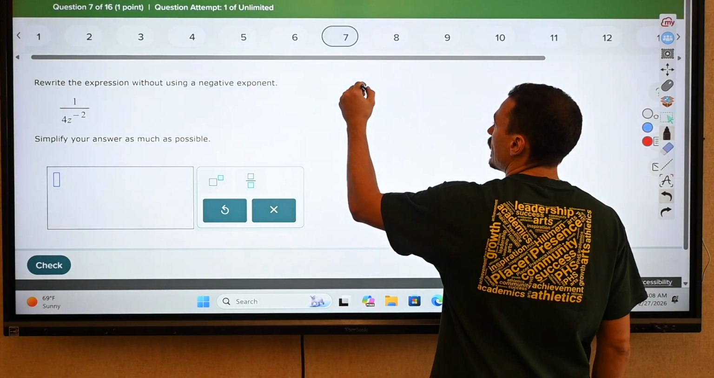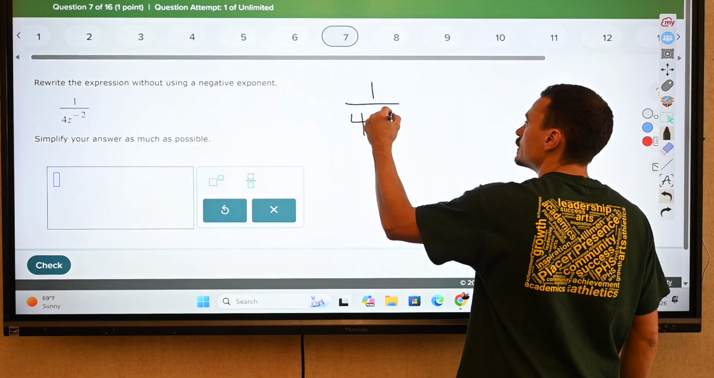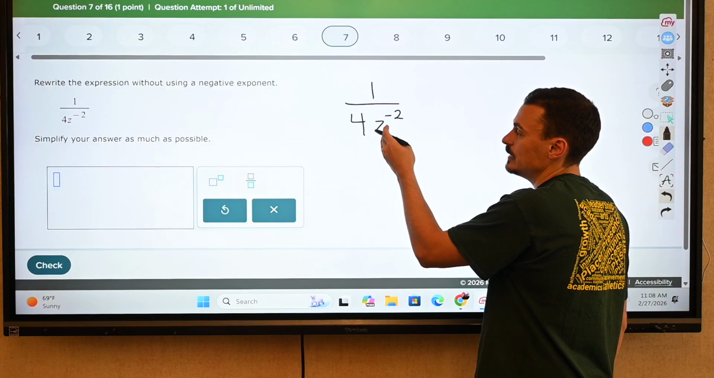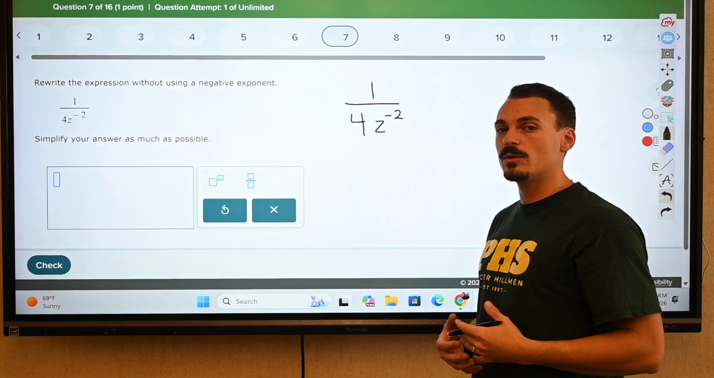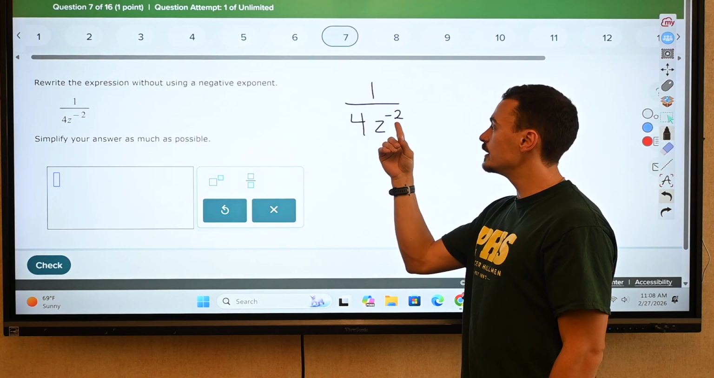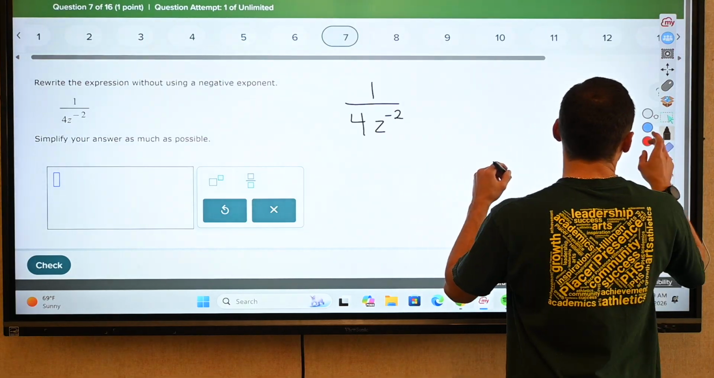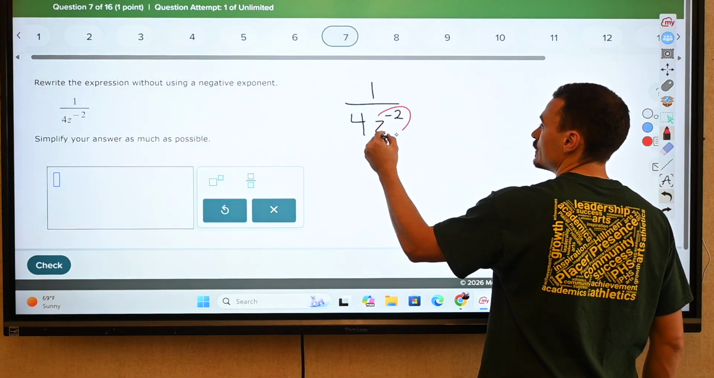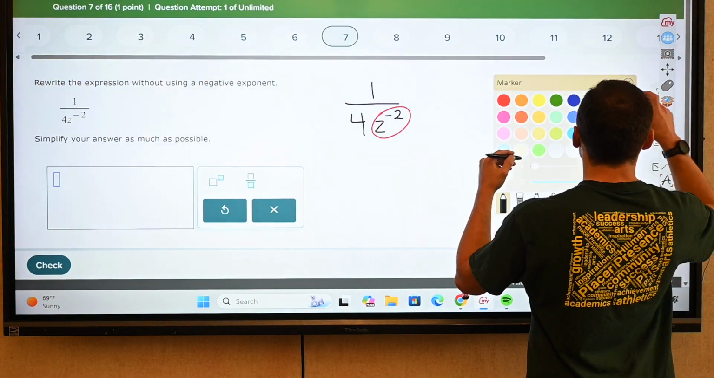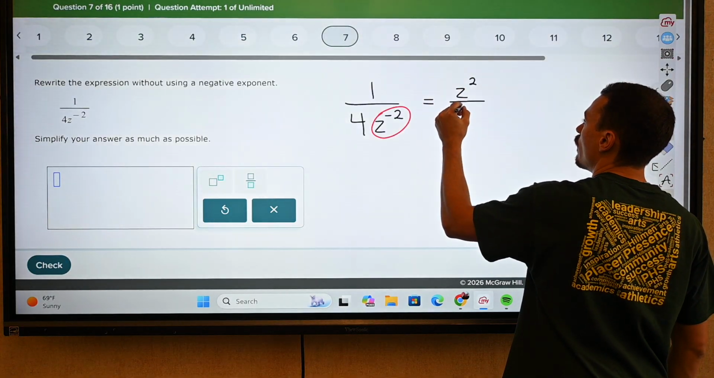Okay, now is where we need to talk about factors. We've talked about factors before, especially if you're in my class, you hear that word all the time. 4 is a factor, and z to the negative 2 is a factor. I always ask the question, what is the exponent touching? The exponent is touching the z. It's not touching the 4. So this factor needs to get flipped to make the exponent positive. So this will equal z to the 2 over 4.